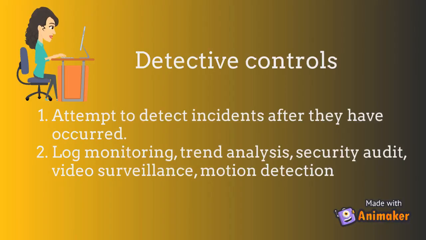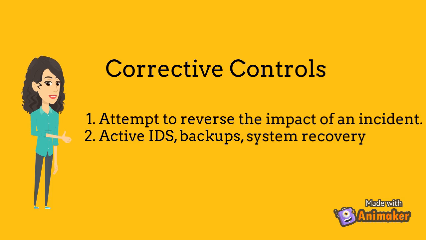Detective controls. Although preventive controls attempt to prevent security incidents, some will still occur. Detective controls attempt to detect when vulnerabilities have been exploited, resulting in a security incident. An important point is that detective controls discover the event after it has occurred. Corrective controls attempt to reverse the impact of an incident or problem after it has occurred.